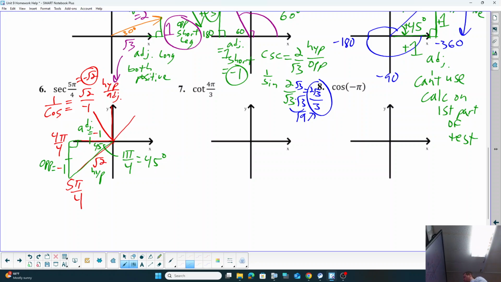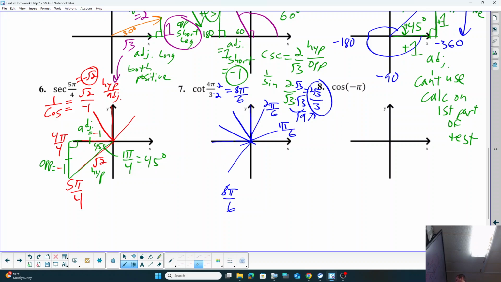Okay, so then cotangent is next. So where's 4 pi over 3? Well, I don't know what a pi over 3 is, but I do know if you times it by 2 and times by 2, you get 8 pi over 6. And I know that's 1 pi over 6, 2 pi over 6, 3 pi over 6, 4 pi over 6, 5 pi over 6, 6 pi over 6, 7 pi over 6, there it is, 8 pi over 6 is right there.